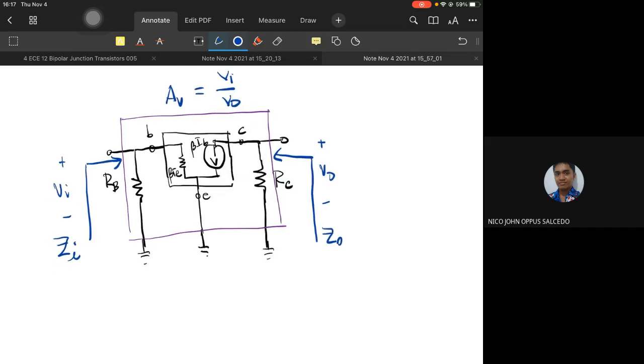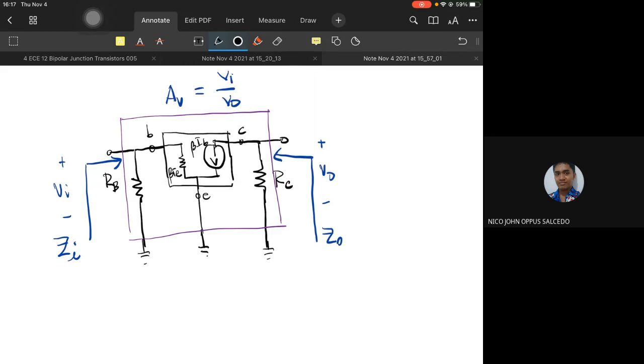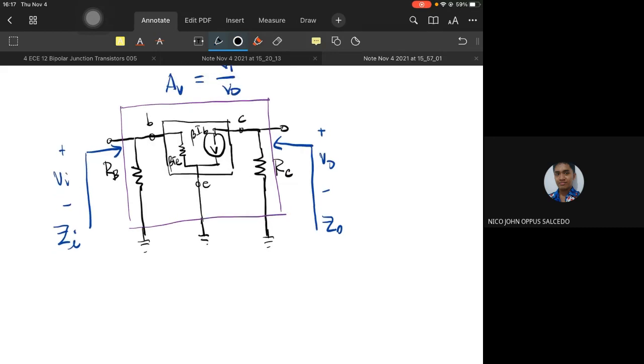Sometimes, depende sa configuration, naging challenge siya sa pag-derive, pero in most times, medyo obvious man siya. Example, we'll start with ZI, input impedance.